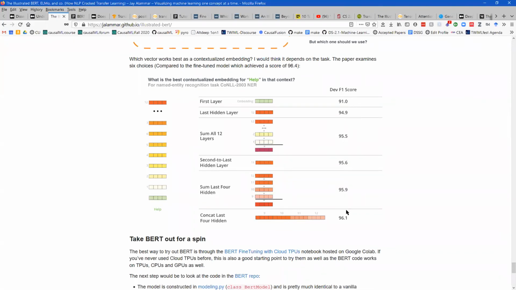I guess you can see that if you just use the last hidden layer, that's a good score, certainly better than just using the input word embedding itself. But if you sum all 12 layers, you get a big improvement over just using the last one. But this is interesting, if you just use the second to the last layer, you get even better than if you sum all 12.